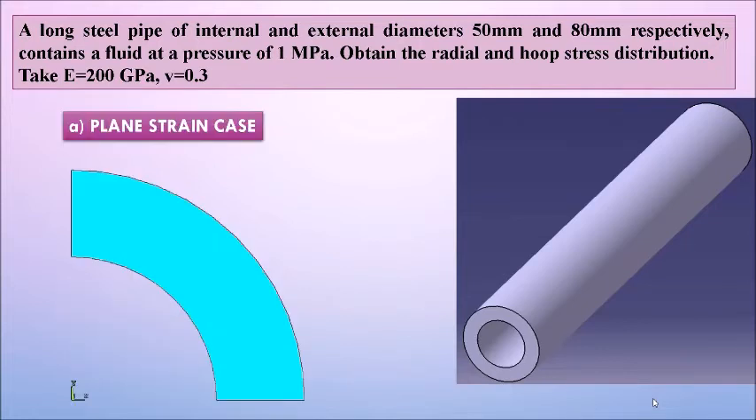First way is to model it as a plane strain case because it's a long pipe. Strains along the length of the pipe can be neglected. We need to model only the annulus circle, and annulus circle is symmetric about two planes, so you need to model only 1/4 of the annulus circle. So this green color area is what you need to model for plane strain case.